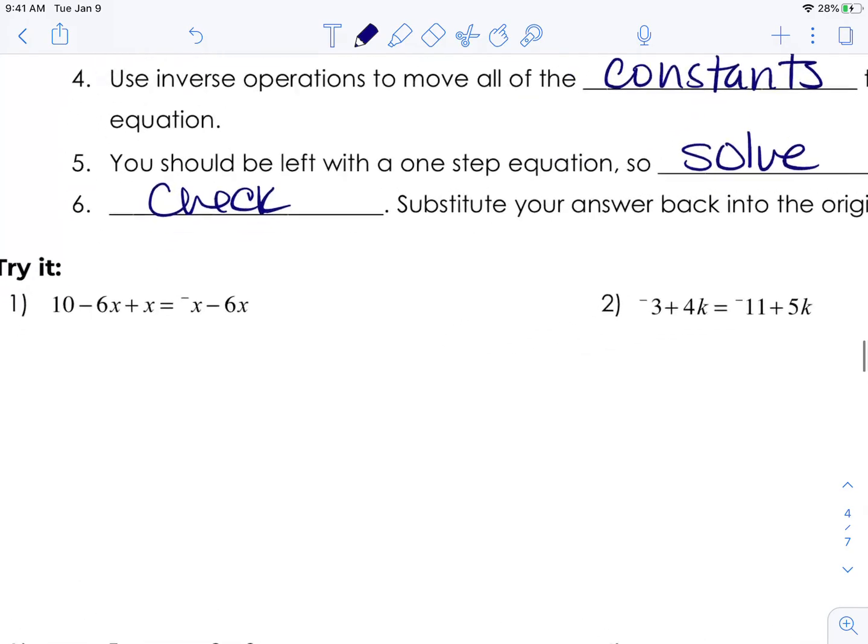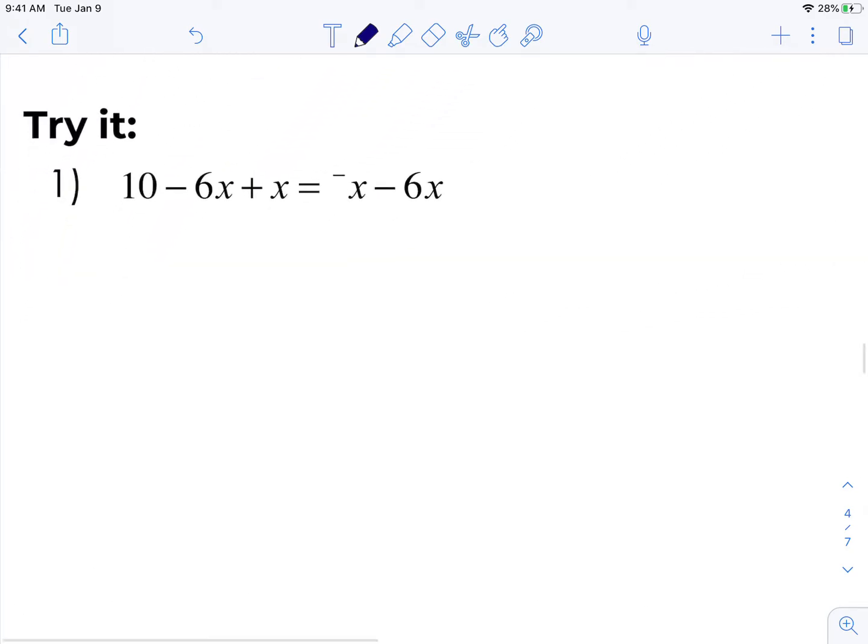So we're going to do a few examples. Here's an example of an equation with variables on both sides. There's no parentheses. It's not super challenging, but we do have like terms to combine. So I'm going to combine right here. I have 10, I have a negative 6x and a positive 1x. So that combines to be negative 5x equals, and then over here, I have a negative x and a negative 6x, which is negative 7x.